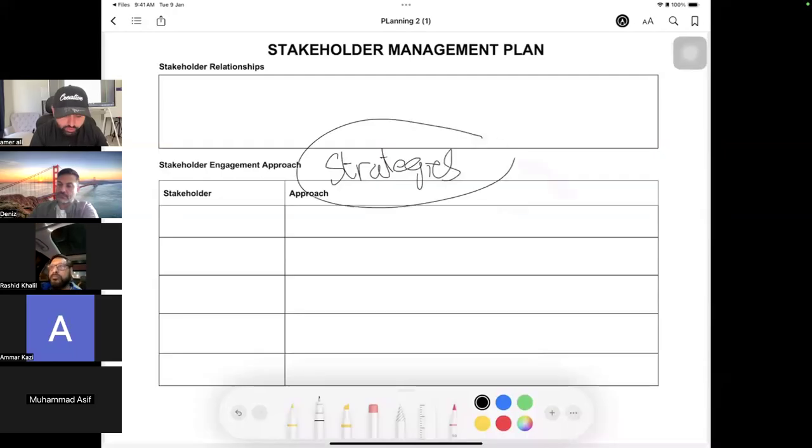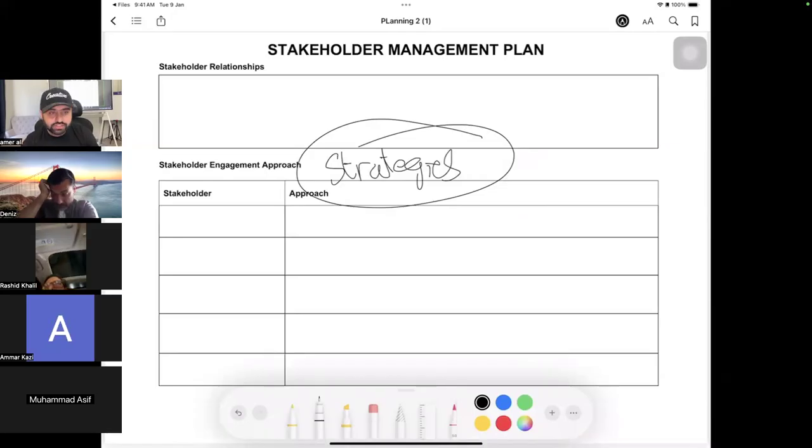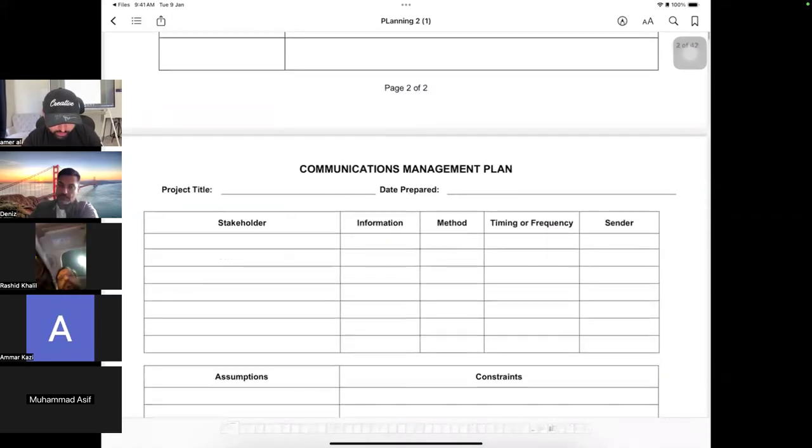that are required to engage the stakeholders. What are the strategies you are going to use?